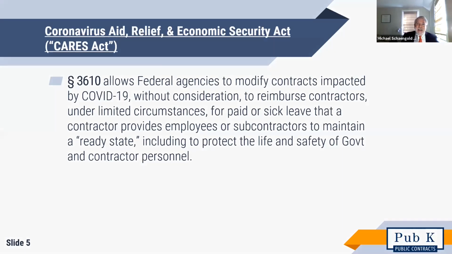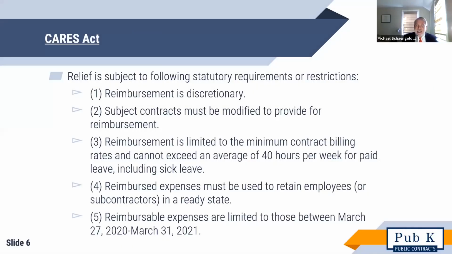Slide 6, please. This authority is subject to several notable statutory limitations. First, reimbursement by the government is discretionary, not mandatory. Two, the applicable contracts must be modified to provide for the reimbursement. Three, reimbursement is limited to the minimum contract billing rates and cannot exceed an average of 40 hours per week. Four, the reimbursed expense must be used to retain employees or subs in a ready state. Five, reimbursable expenses are limited to those incurred between March 27, 2020 and March 31, 2021.